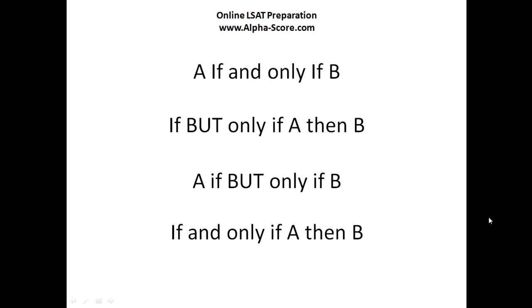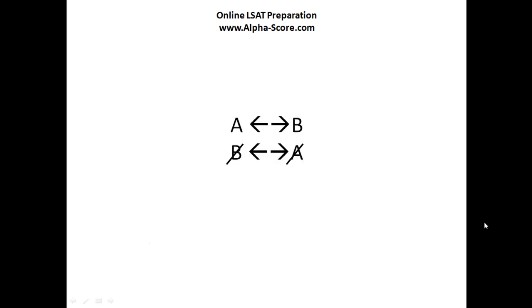Now there's some other statements. You've got our original one, "if and only if A, then B." Then you've also got "A, if and only if B," "if but only if A, then B," and "A, if but only if B." All of these effectively mean the same thing. So "if and only if" and "if but only if" have the same result, which is to say that A and B are always going to be together.